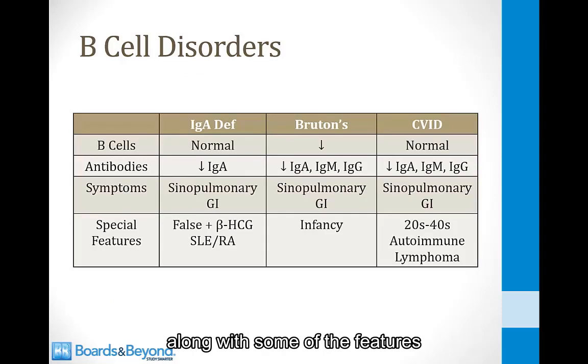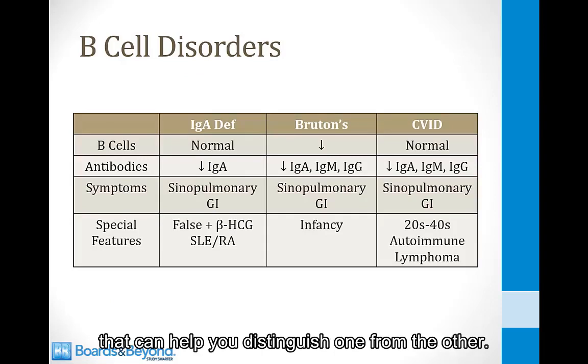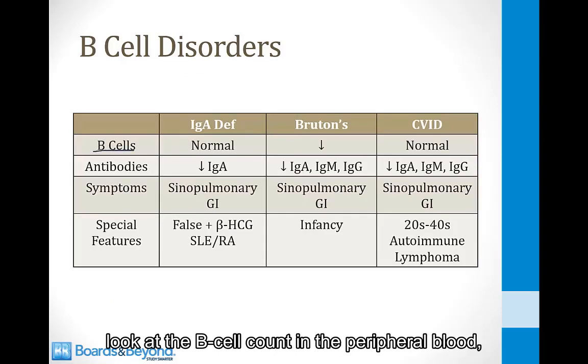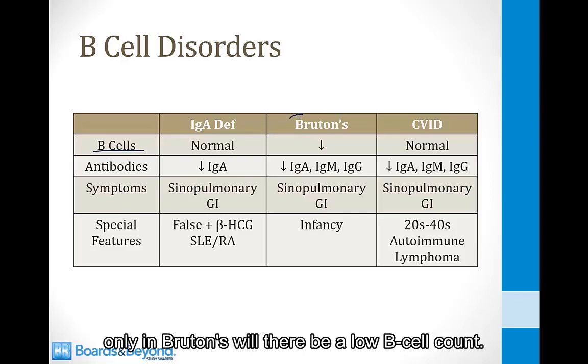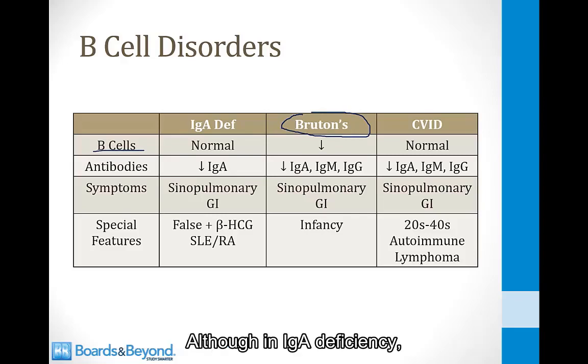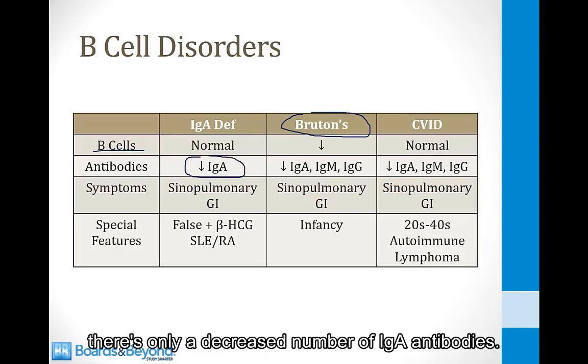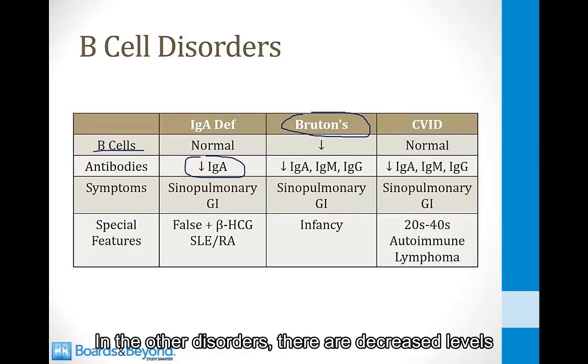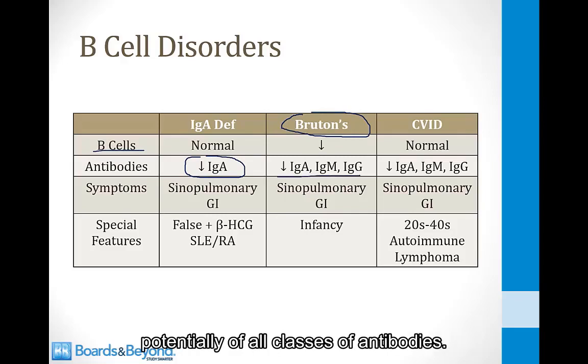So now we've talked about 3 different B-cell disorders, and I've summarized them on this table along with some of the features that can help you distinguish one from the other. So first of all, look at the B-cell count in the peripheral blood. Only in Bruton's will there be a low B-cell count. The antibody levels are low in all 3 disorders, although in IgA deficiency there is only a decreased number of IgA antibodies. In the other disorders there are decreased levels potentially of all classes of antibodies.